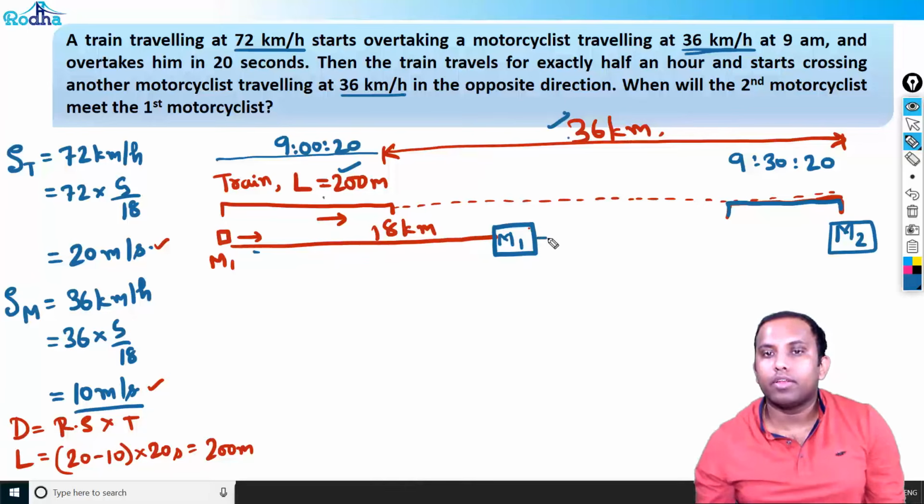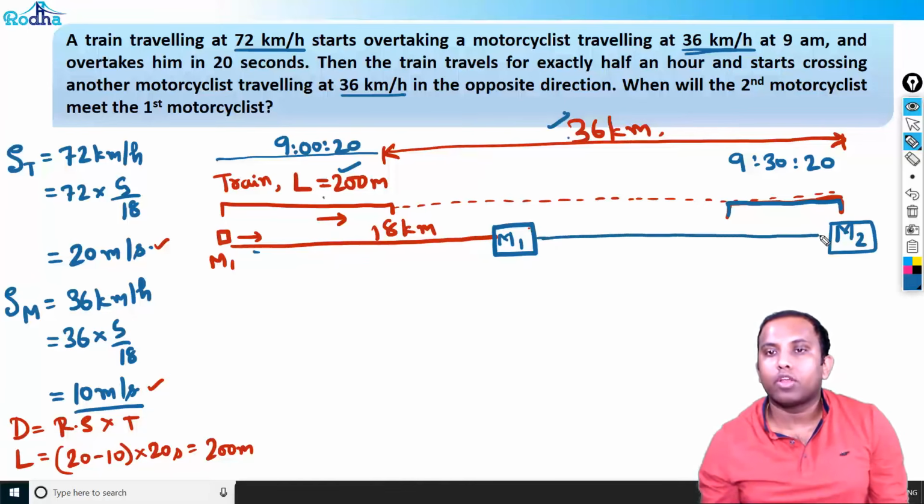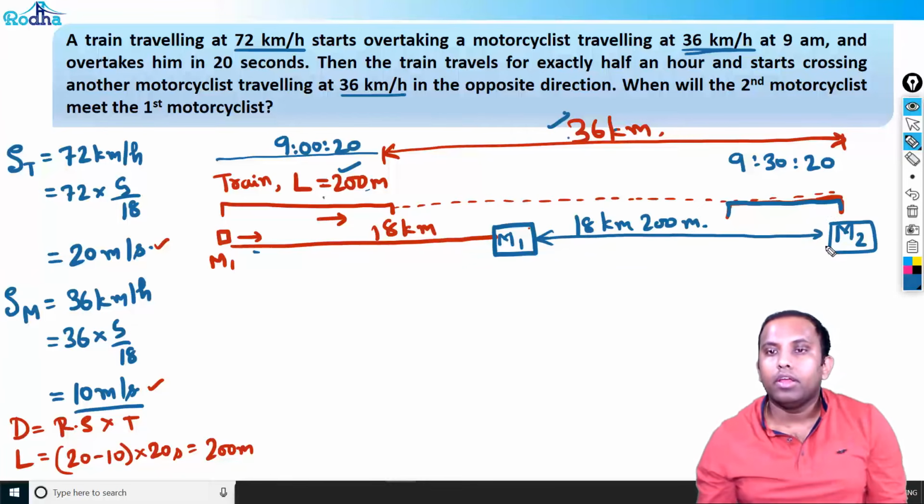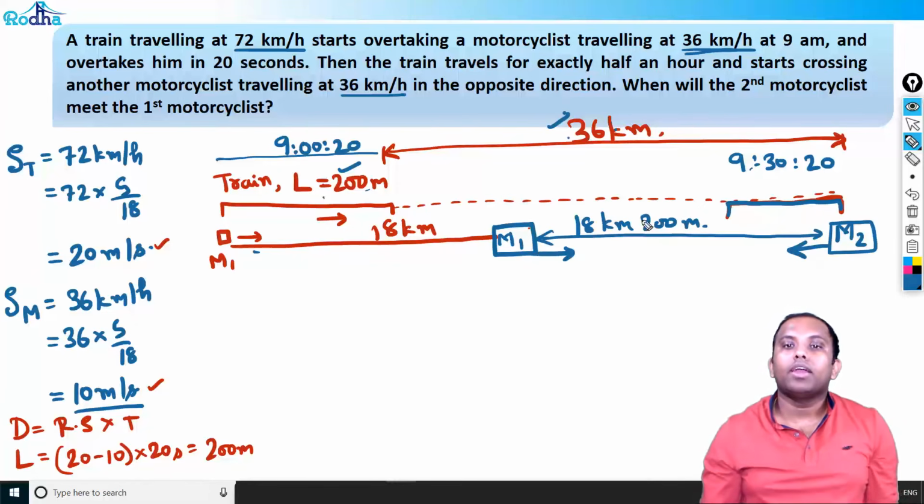So this distance left is how much? 36 kilometers plus 200 meters minus 18 kilometers, right? That is 18 kilometers and 200 meters. That is the distance between the first and second motorcycle now. He is traveling in this direction. He is traveling in this direction. Time right now is 9:30:20. I got the distance, right?